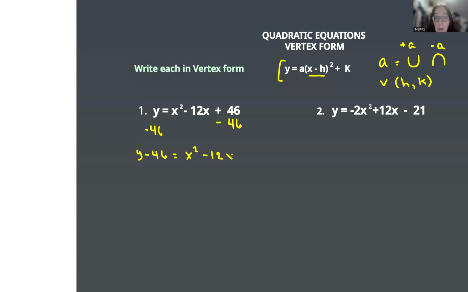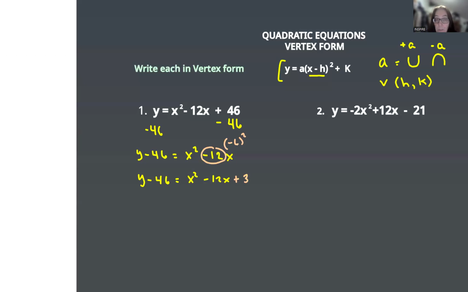Once you have it down to just the x terms on the right side, we can turn this into what's called a perfect trinomial. And here's how you do it. So I'm going to bring down the left side. And then I'm going to write this again. You're going to take half of that negative 12 and you're going to square it. So I'm going to take half of this, which is negative 6, and we're going to square it. And that gives us positive 36.